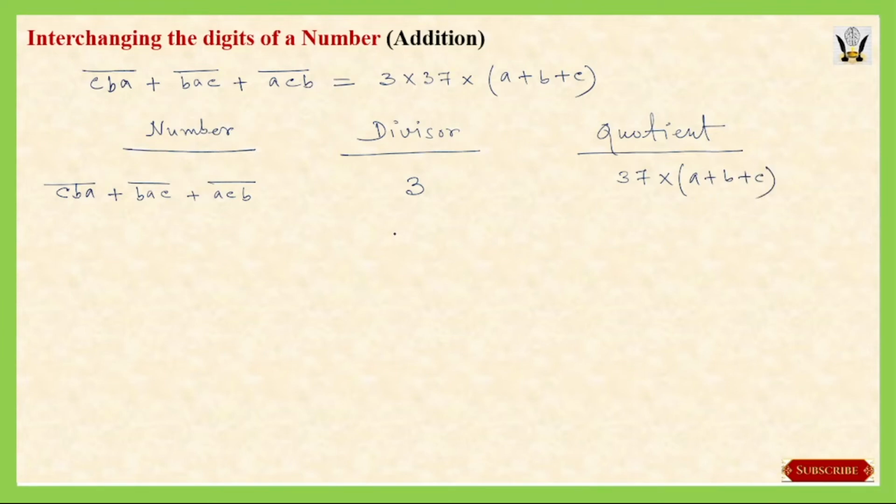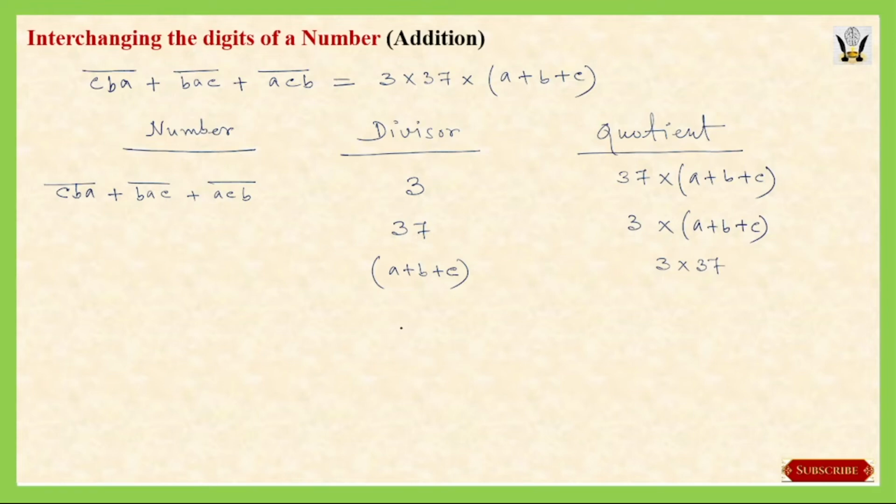Right. Now suppose we have a divisor like 37. When we divide by 37, what will be the quotient? Again it will be 3 multiplied by a plus b plus c, the multiplication of the other two factors. Now suppose we divide that result of addition by the factor a plus b plus c. Then again we can easily answer what the quotient will be, and this time it will be 3 multiplied by 37. Right, very easy. So we can play this way.